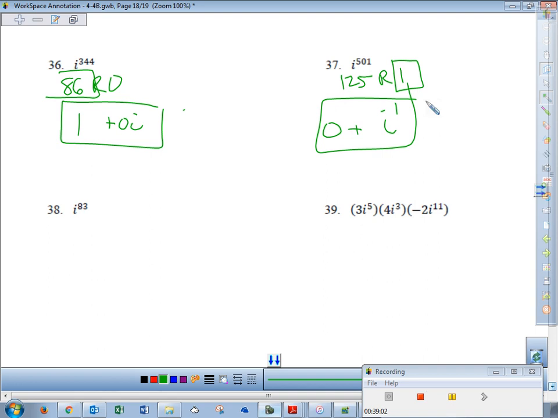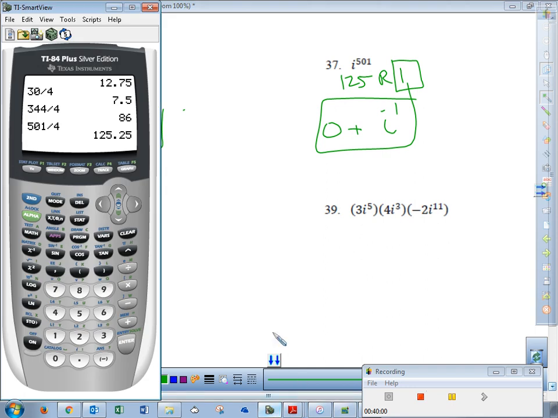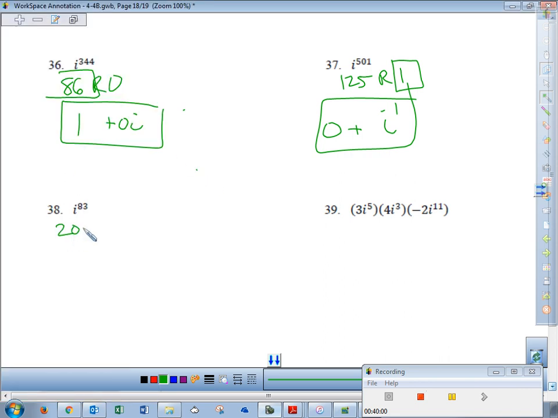i to the 83rd power. So you want to see how many times 4 goes in there, because all those i to the 4ths just kind of drop out on us. Can you interpret the leftover? Is 0.75 0/4, 1/4, 2/4, or 3/4? How much is that? Isn't this 3/4? So you get 20 remainder 3. Awesome. All you care about is this.